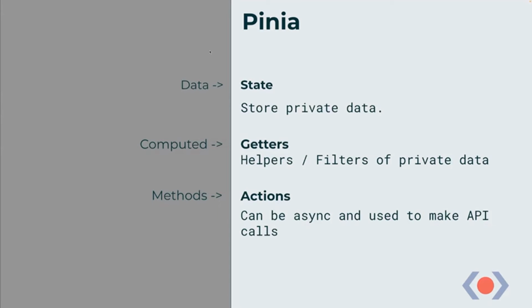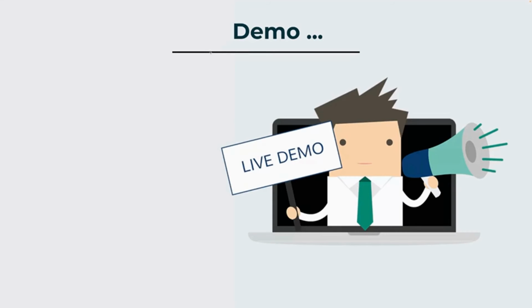So it allows us to store private data or data, depending on where you're from. Then the second thing is computed. Computed properties are properties that derive their state from other things in your component. For example, in this case, we wanted to get filtered articles based on the search criteria. So those are computed properties. In Pinia, they are called getters. And then we have methods in our components, and methods in Pinia are called actions. They can also be asynchronous, and they can be used to make API calls similar to methods.